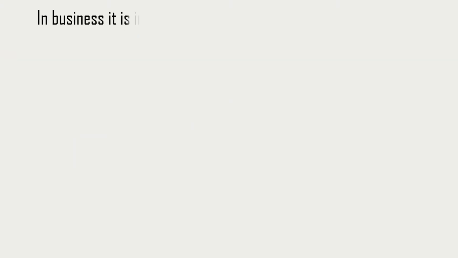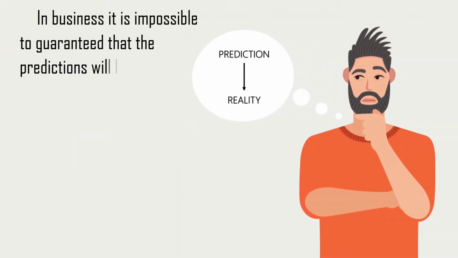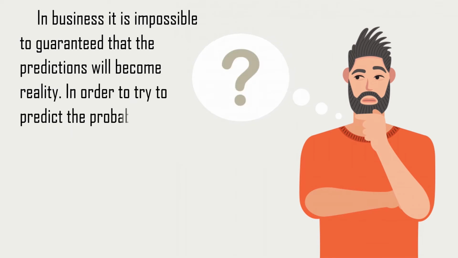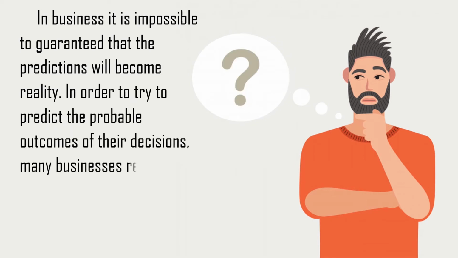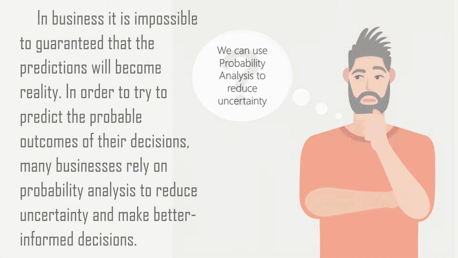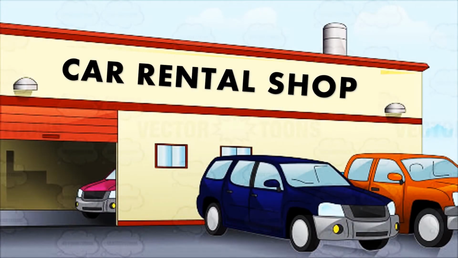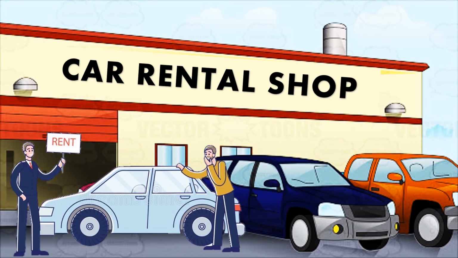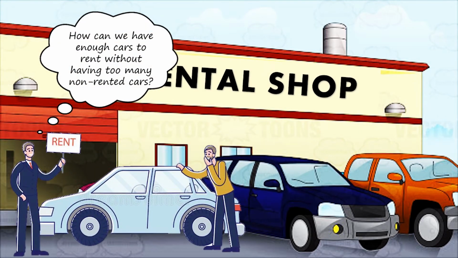In this part, we are going to demonstrate the application of binomial distribution in our daily life. Many businesses rely on probability analysis to reduce uncertainty and make better informed decisions. For example, in real life, we are planning to start a car rental shop, and how should we be sure that we have enough cars to rent without having too many non-rental cars?